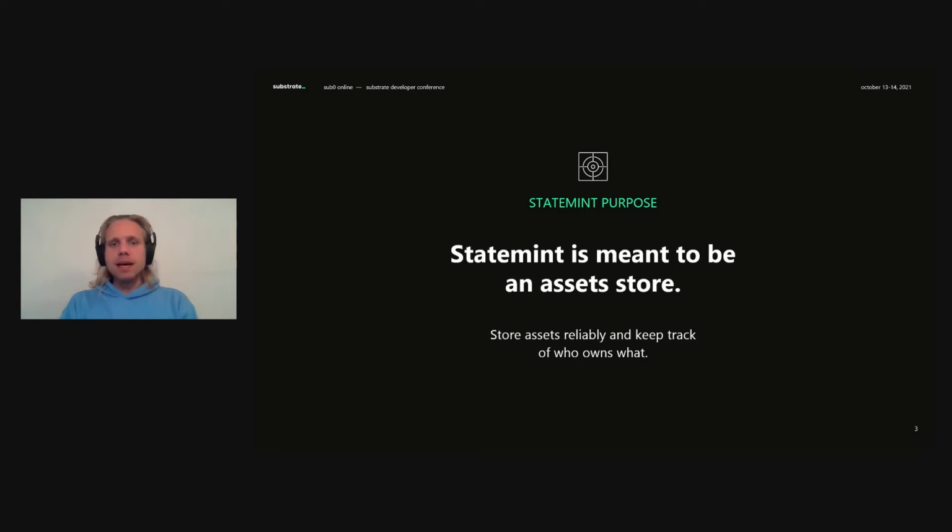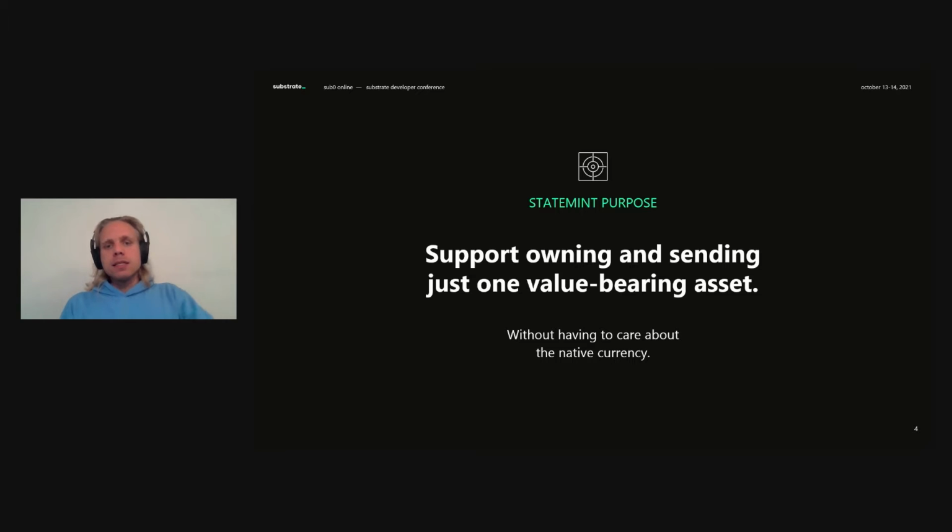Statemint is meant to be an asset store, right? It's a parachain meant to allow you to store assets reliably and keep track of them, who owns what, send assets from one account to the other, and so on and so forth. Either non-fungible or fungible. And that means that we want to not just support you doing that, but we also want to support owning and sending just one value-bearing asset.